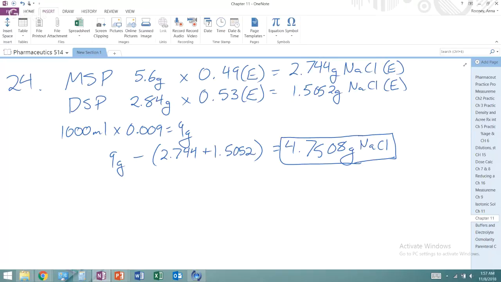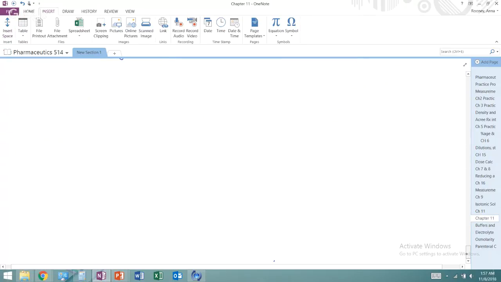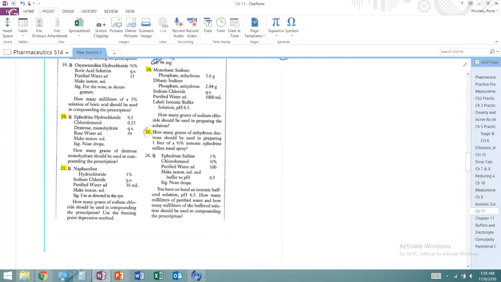All right. 25. Getting towards the end of our selected problems today. Okay. 25. All right, so we have ephedrine sulfate, and that's going to be 0.5%. Sorry. So how many grams of anhydrous dextrose should be used in preparing 1 liter of 0.5% isotonic ephedrine sulfate nasal spray?